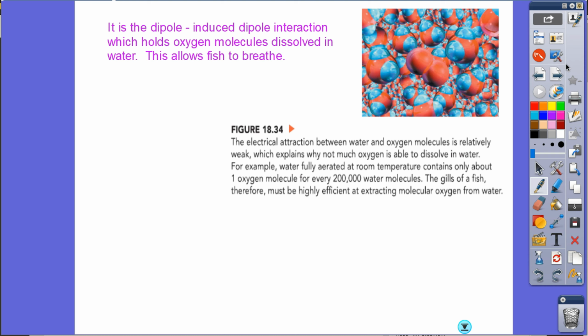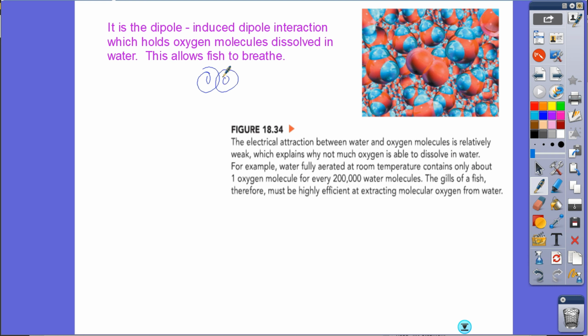It is the dipole-induced dipole interaction which holds oxygen molecules dissolved in water, which is what allows fish to breathe. So pure water is just H2O molecules, but most water that you encounter is not pure water, especially in the sea. Seas and oceans have varying levels of oxygen in them, but the oxygen is there. It's in the water, trapped. It's an oxygen molecule.